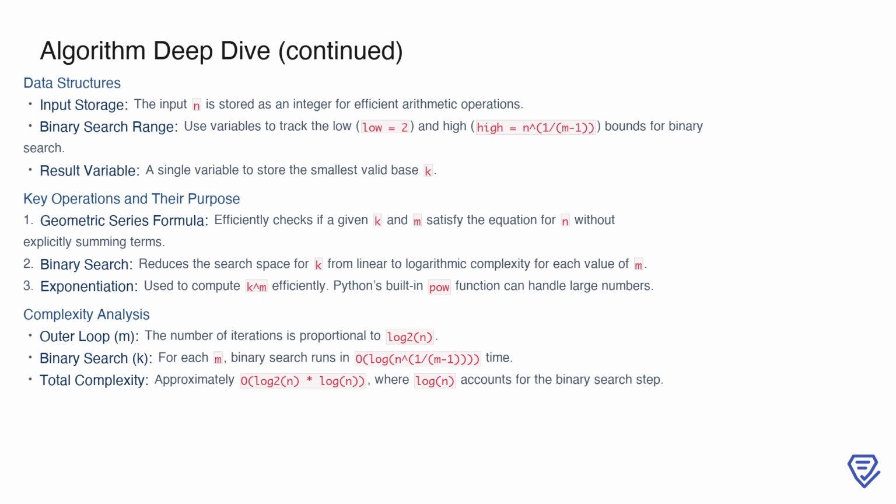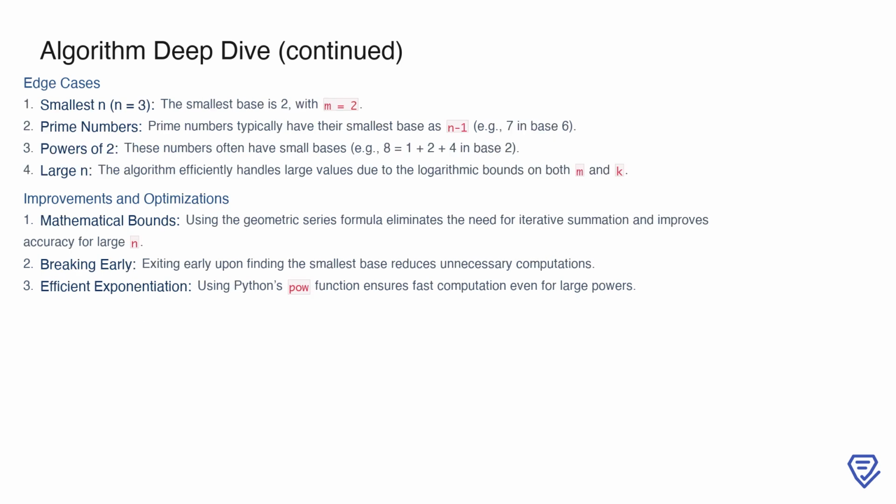for large input values. When considering edge cases, the algorithm handles scenarios like the smallest n, which is 3, where the smallest base is 2 with m equal to 2. For prime numbers, the smallest base is often n-1, such as 7 in base 6. Numbers that are powers of 2, like 8, usually have small bases, as they can be expressed compactly. For example, 8 equals 1 plus 2 plus 4 in base 2. For large n, the logarithmic bounds on both m and k ensure the algorithm remains efficient.